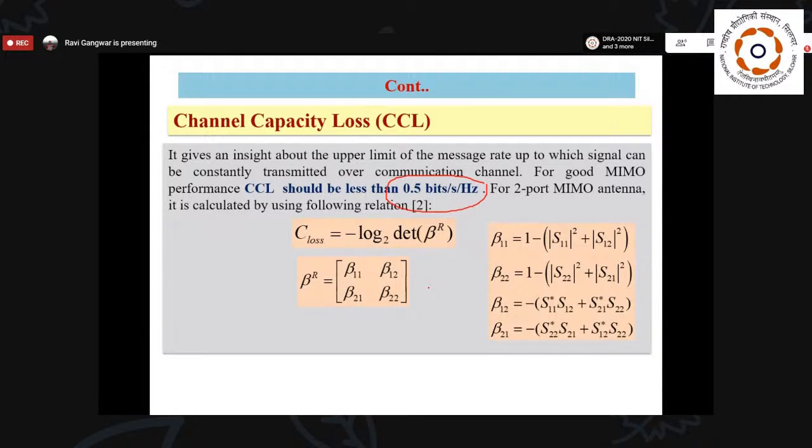And we can calculate this channel capacity loss by using the following formulas. In some books, there are some more parameters which define MIMOs, like TARC, total active reflection coefficient. That is also defined there, but I am not going to consider it here for this particular topic.